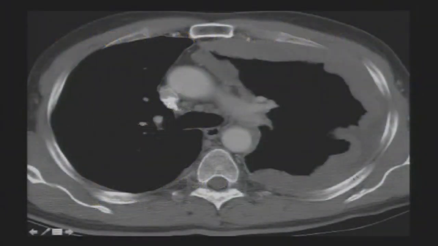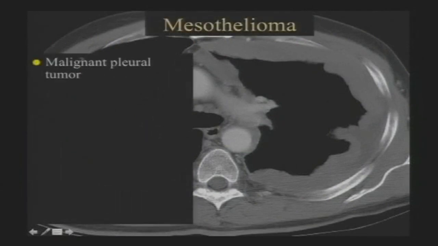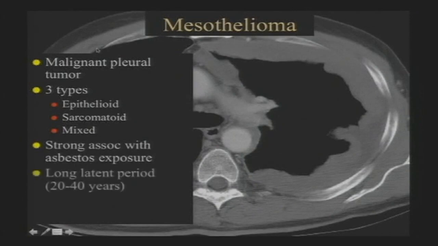Here's a nice example of mesothelioma, circumferential, greater than 1 centimeter, significant involvement in the mediastinal pleura. Very typical mesothelioma. There are a couple subtypes of mesothelioma, epithelioid and sarcomatoid. That's not really all that important. And mixed types, strong association with asbestos exposure, and this is really the latest manifestation of asbestos-related pleural disease, or I should say asbestos exposure, occurs very, very long period after the exposure. It may also be in the peritoneum.